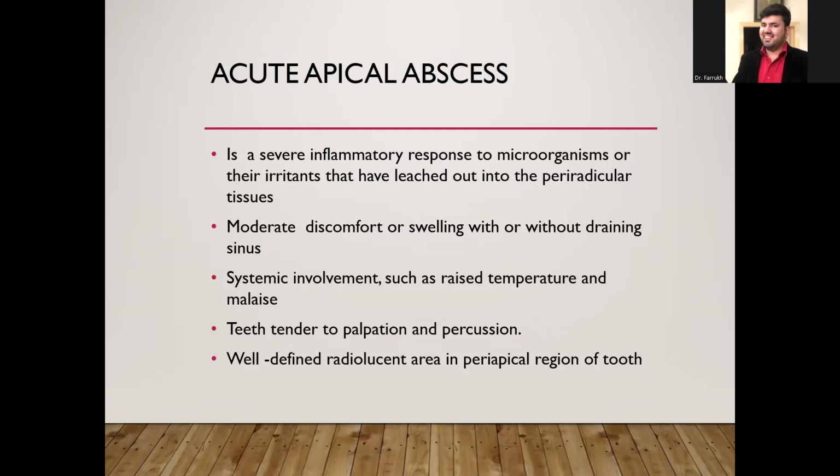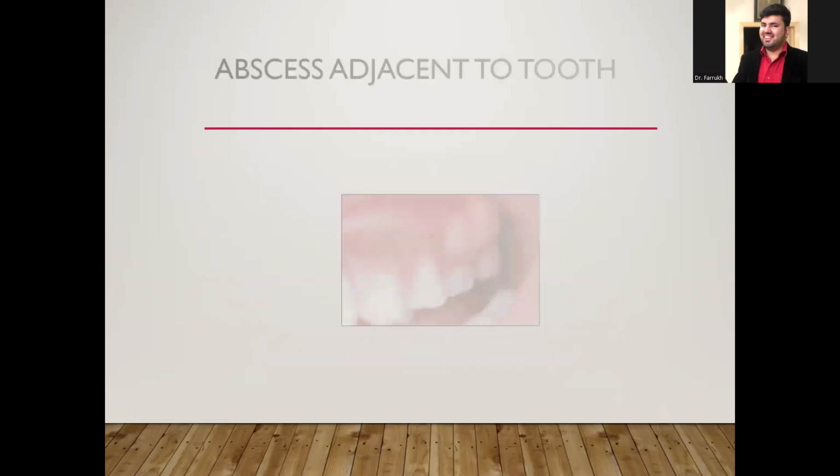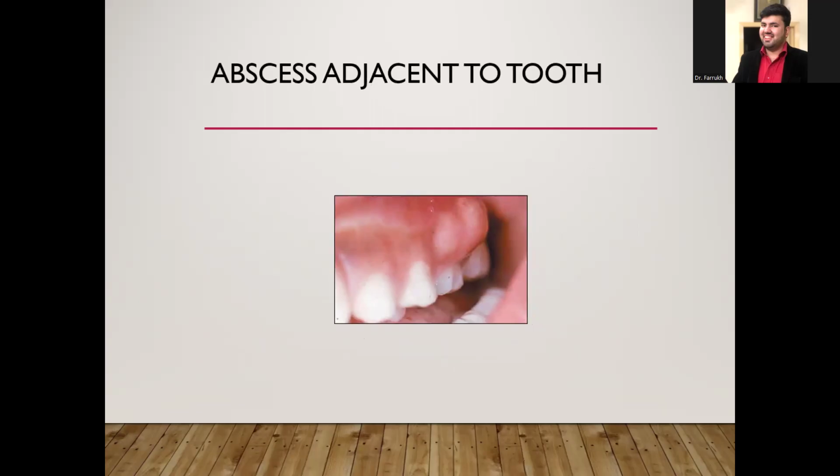Okay, this is the main thing. Tender to palpation and percussion. Well-defined radiolucent area in the periapical region of the tooth. Basically, when you do radiographs, periapical X-rays, there will be a well-defined radiolucent area in the periapical region of the tooth. Okay, so you can see this abscess adjacent to the tooth. So basically, these are the abscesses which are adjacent to the tooth.